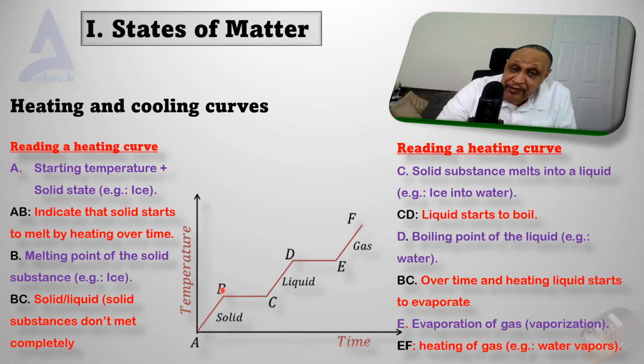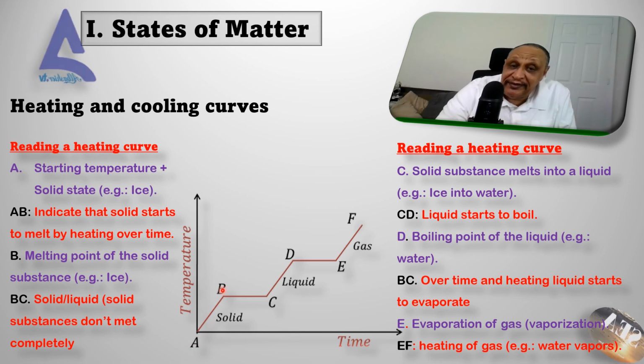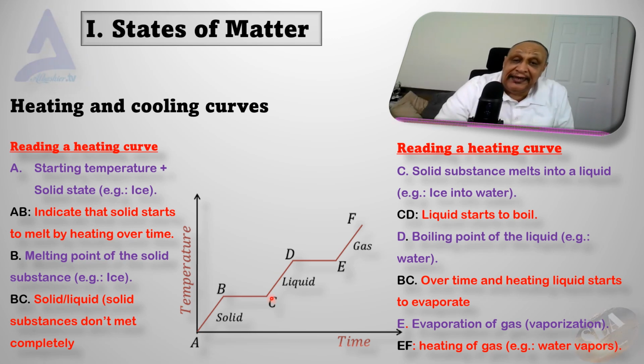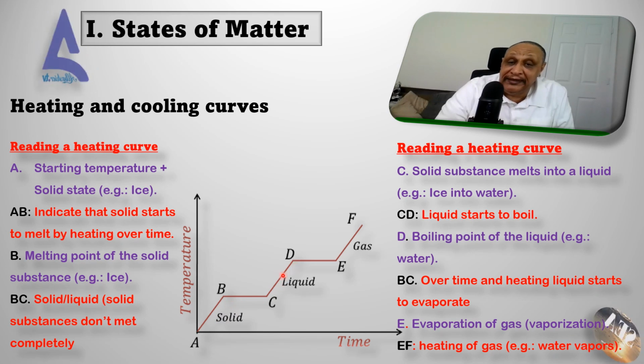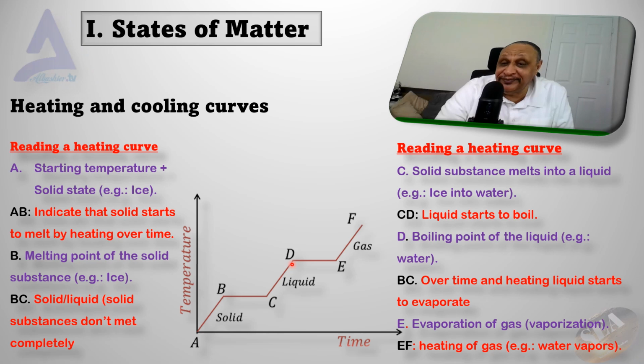Between A and B, we have only the solid state, the solid phase. Then here there is a transition phase where there is some solid plus liquid. But from C to D, we are going to have only liquid. That means we changed the solid completely into liquid. Then point D is the boiling point. So this liquid starts to boil, and if it is water, D here is going to be 100.